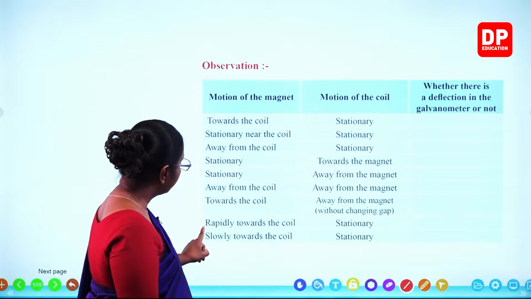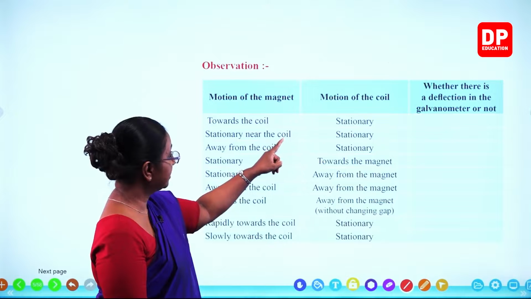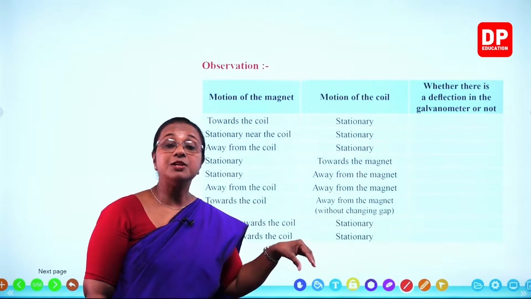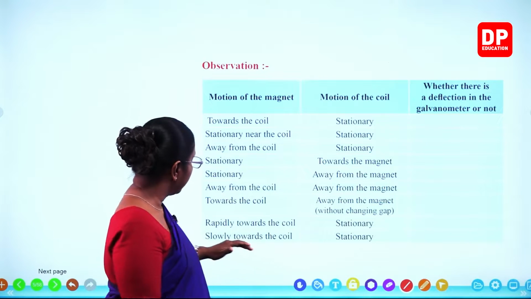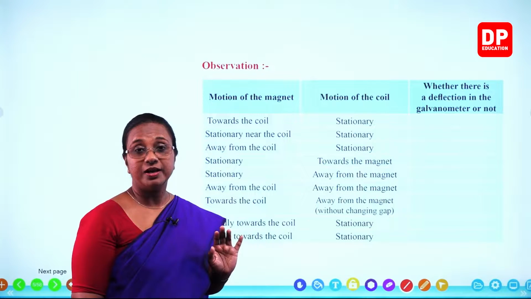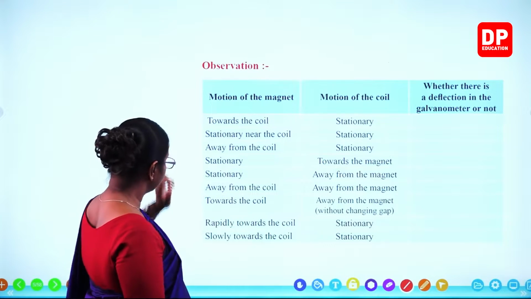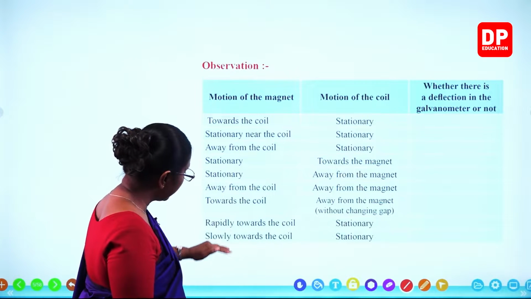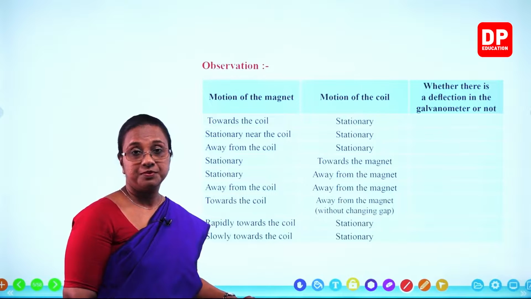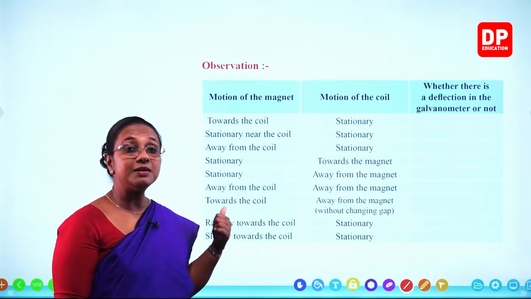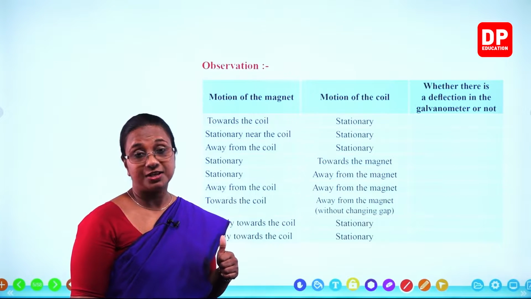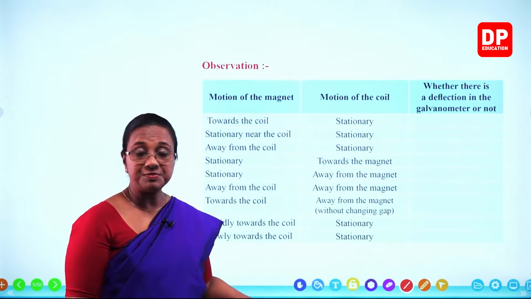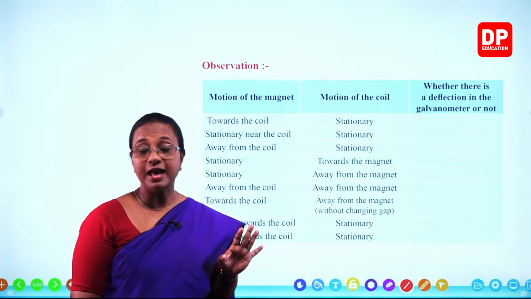There what we do, rapidly towards the coil. That is, the coil is stationary but you are moving the magnet rapidly towards the coil and slowly towards the coil. So these are similar to the first step, but what we do is we change the speed. That is why they have said to compare the magnitude of the deflection. Is that clear, students? So these are the 9 steps that we need to do during the activity.